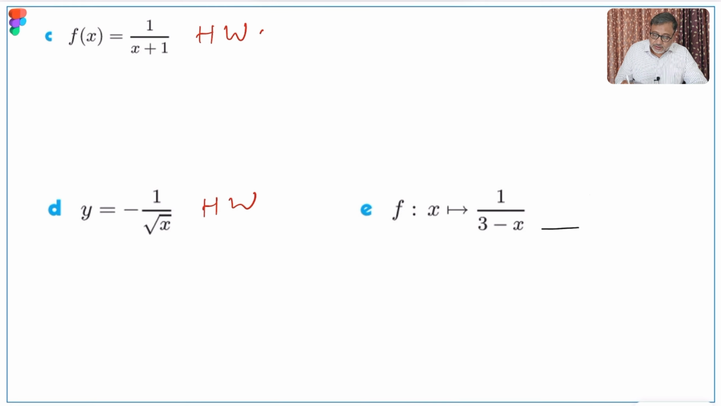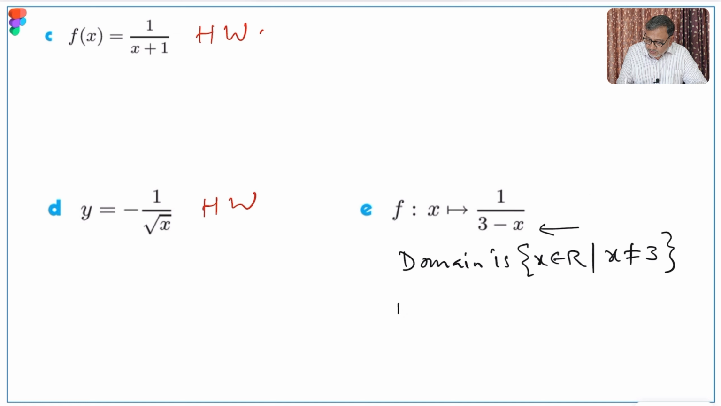Look here. x should not be 3. If x is 3, the denominator will be 0. So except 3, it can take any value. Therefore, the domain will be all x values except 3. So x is not equal to 3, right?